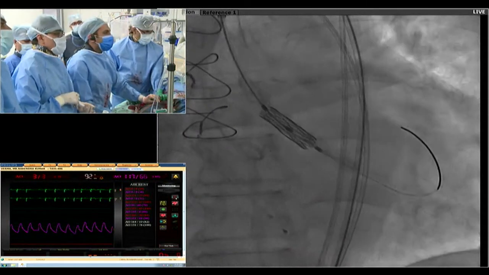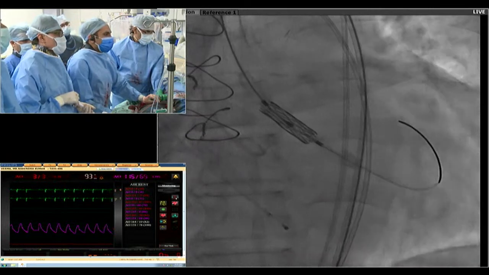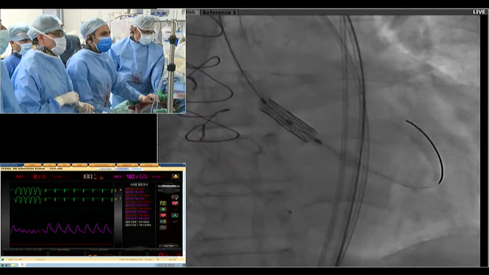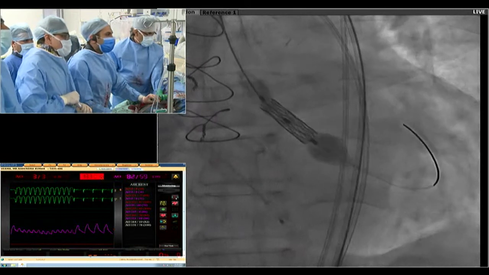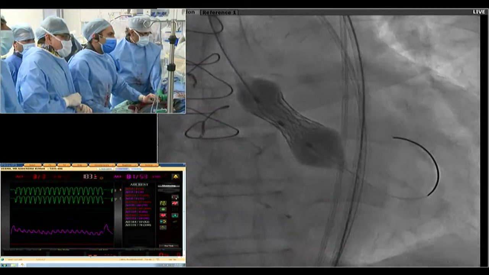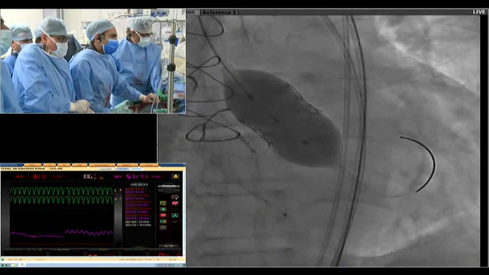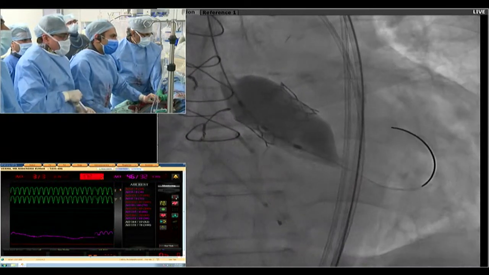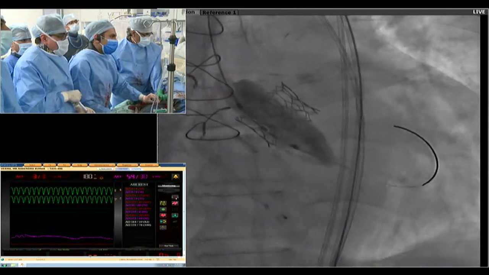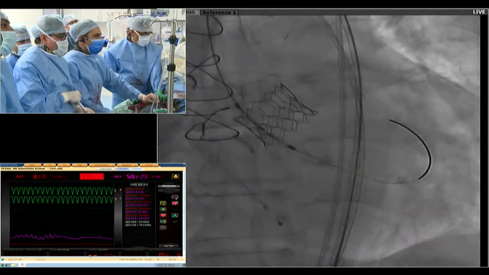Pace at 180, please. 180. Okay, pressure is low. Begin inflation, very nice. Fully inflate. 1001, 1002, 1003. Deflate, deflate. Okay, stop pacing now. Fluoro save.